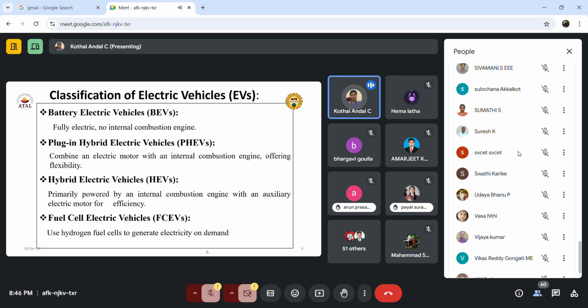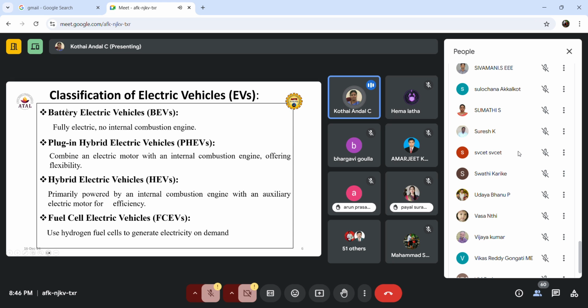When we go to the classification of electric vehicles, broadly the electric vehicle can be divided into four major types. One is fully battery electric vehicles. Another one is plug-in hybrid electric vehicles. The third one is hybrid electric vehicles. The recent upcoming electric vehicle is the fuel cell electric vehicle.